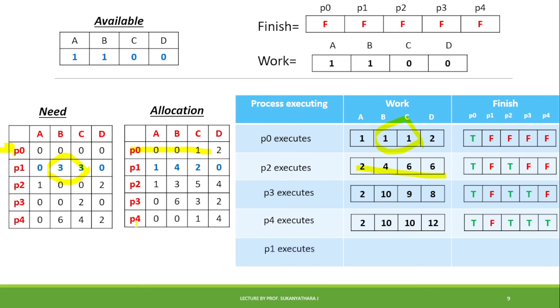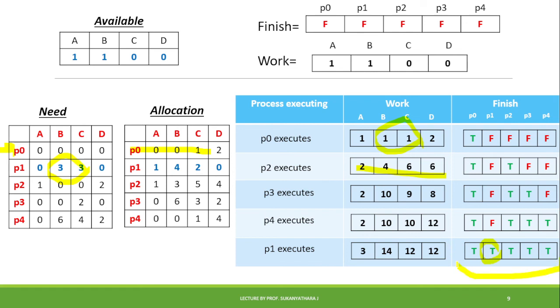Now P1 executes. P1 has enough resources now. P1 executes and leaves by releasing all the resources it was holding, and we write finish of P1 is true. Now for checking whether this state is safe, we see the final finish vector and all the fields are true. It means that every process has completed execution and left the system peacefully. That means at that particular time instant t, there is no deadlock or unsafe situation.